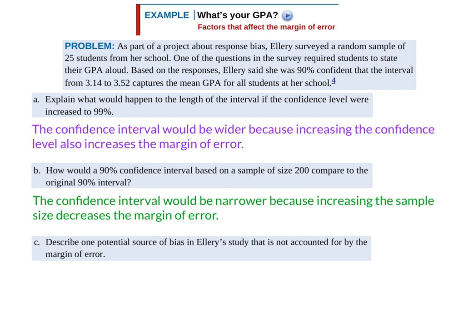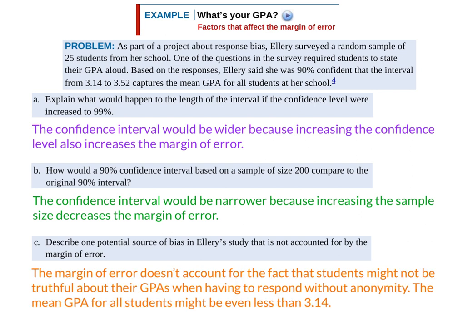And last, describe one potential source of bias in Ellery's study that is not accounted for by the margin of error. And I bet you could answer this before I show you my answer. So one potential source of response bias is the fact that the margin of error doesn't account for the fact that students might not be entirely truthful about their GPAs, especially when they're asked to respond out loud and there's no source of anonymity for them to hide behind. So I don't think you're getting the most truthful data. So the mean or the average GPA for all students might even fall beneath this 3.14 number if more and more students were inflating their GPA because they have to say it out loud.